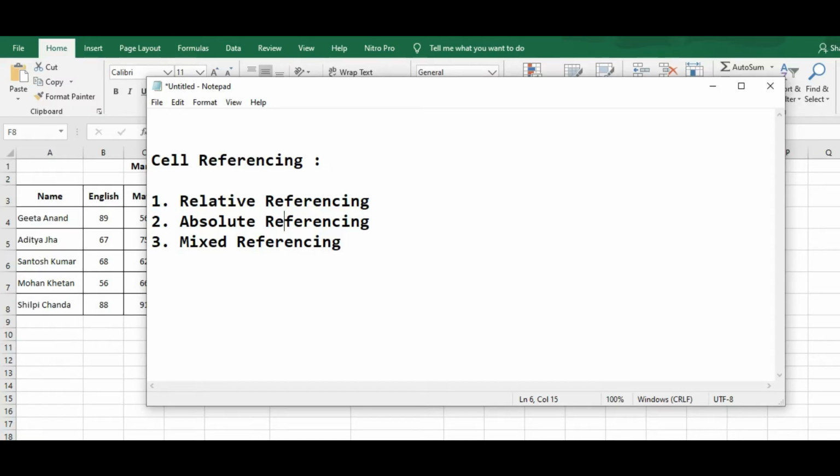Including a cell address in a formula is called cell reference. In a formula, a cell may be referenced or addressed in three different ways. There are basically three types of cell referencing: relative referencing, absolute referencing, and mixed referencing. Referencing methods affect the cell address in a formula when it is pasted in a cell. Let's study all of this cell referencing with the help of examples.